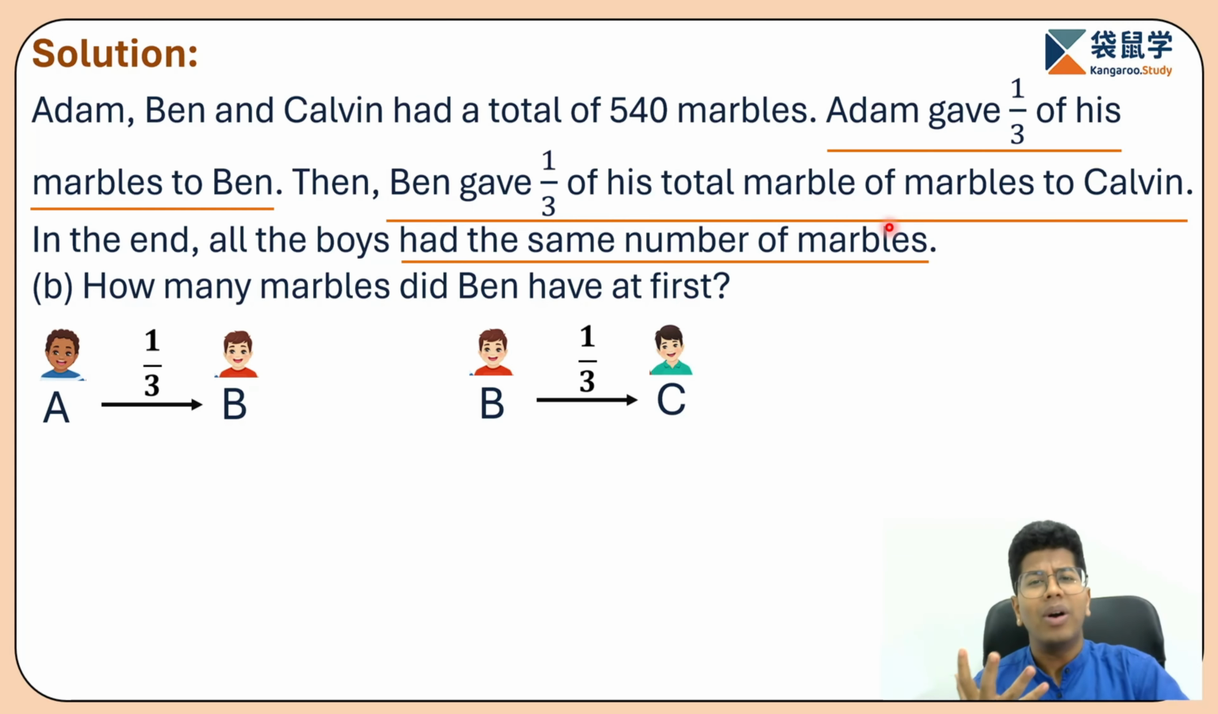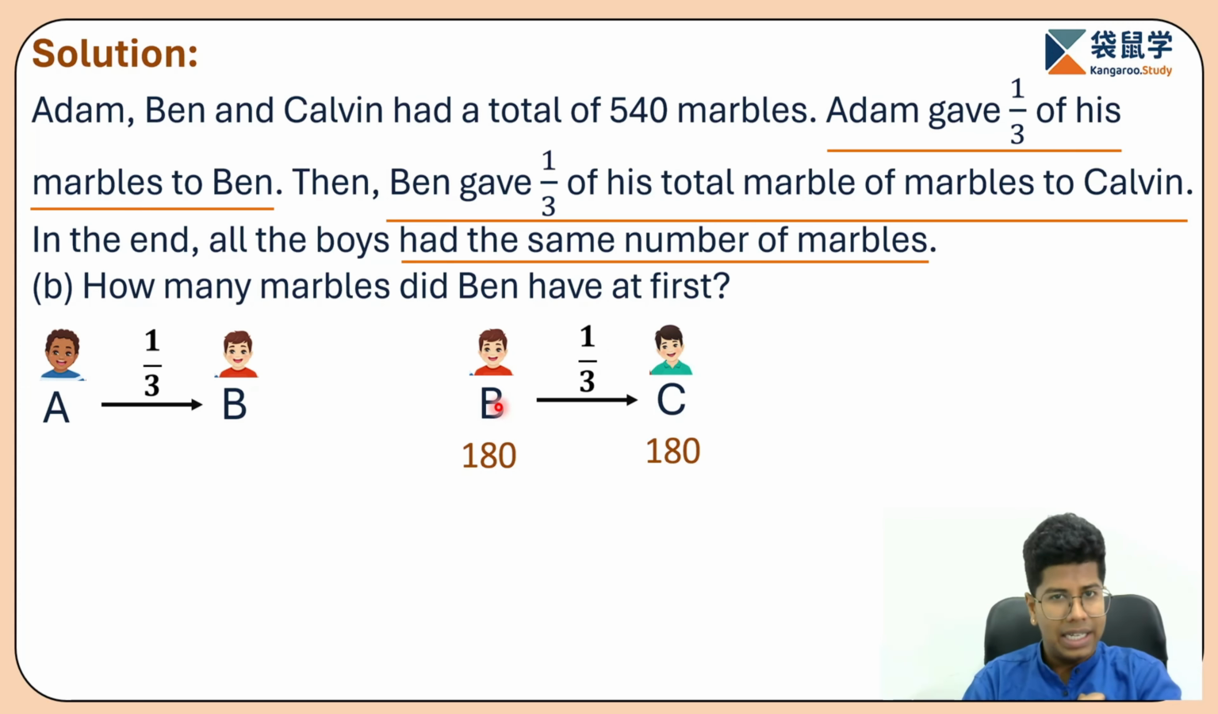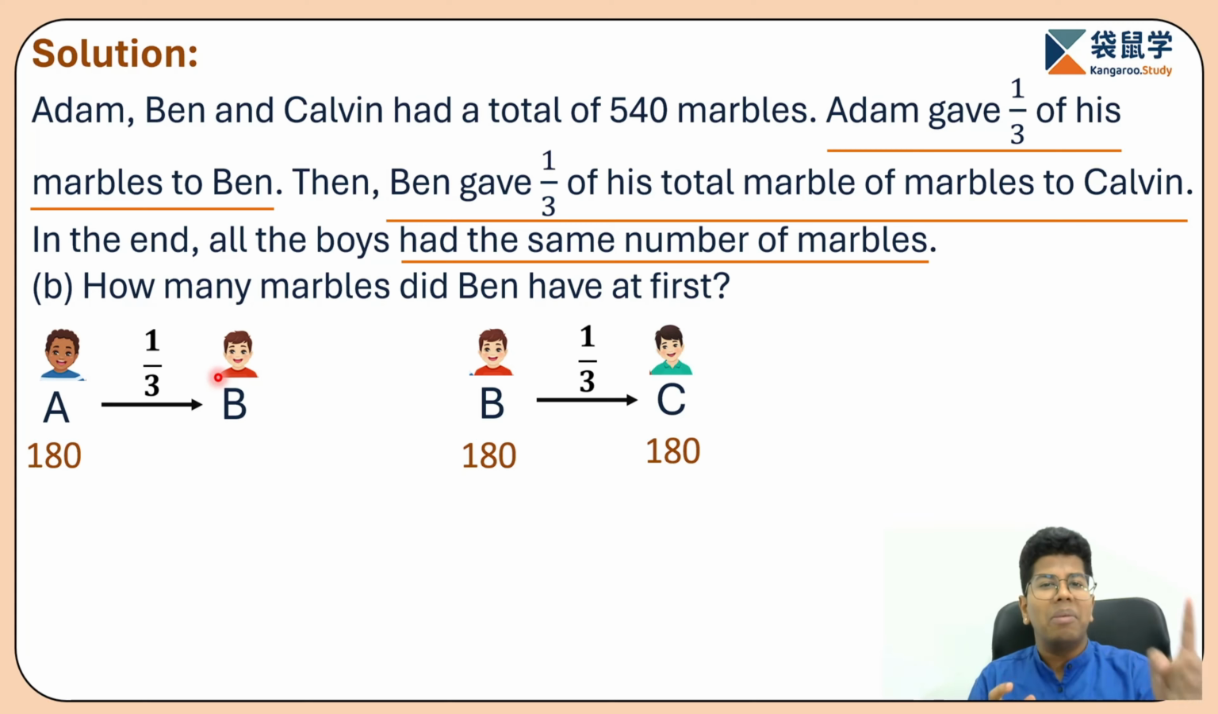Yeah, we have already found out, right? Everyone had 180. So after receiving 1/3, C has 180. After giving 1/3, B has 180. So they both have 180 and 180. Now, A also gave some amount to Ben. After giving, how much does he have? Yes, he has 180 of it. So, three of them have 180 marbles.